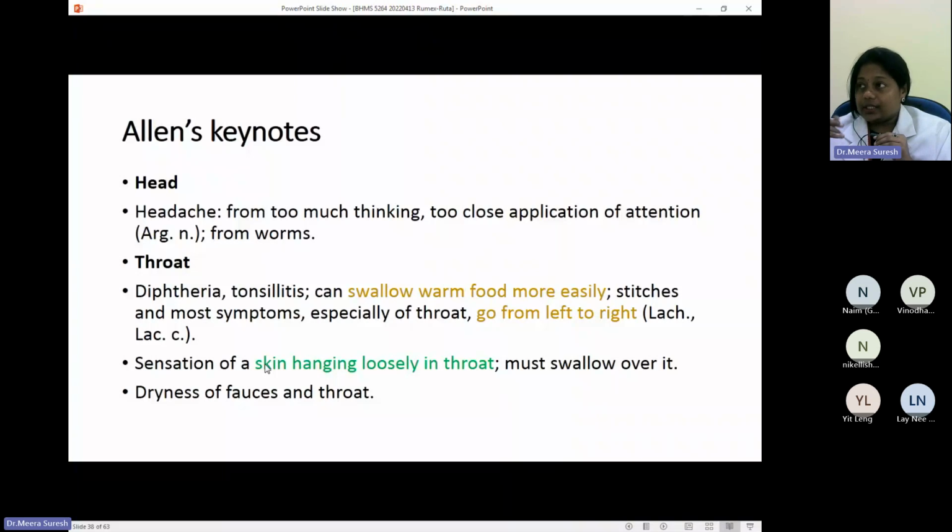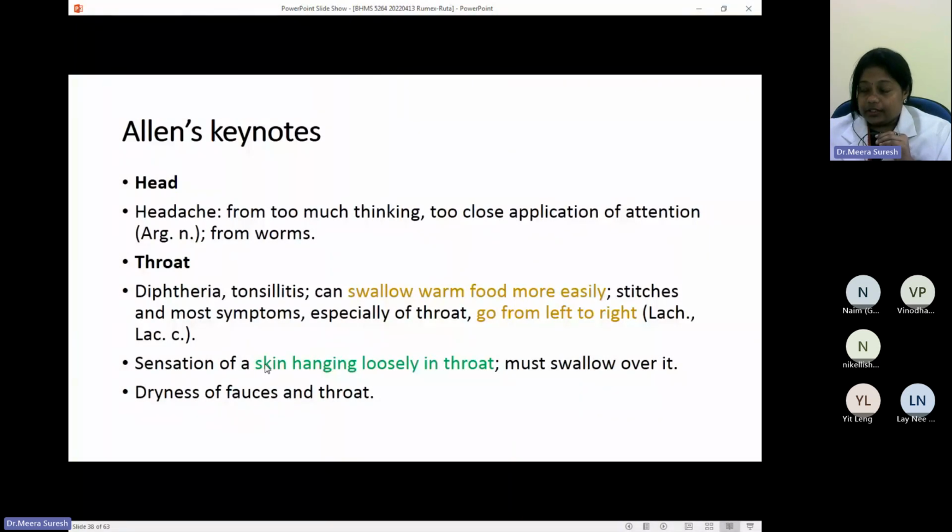But liquid is an aggravation. But in the case of Lachesis, because they are hot patients, they can't tolerate anything warm. But Sabadilla, they need that warm food. So even though they have that left to right problem, for Lachesis and Lac caninum, the way Lachesis is differentiated is both having amelioration from having the solid food. But in Lachesis, because it is a hot patient, warm food is aggravating.